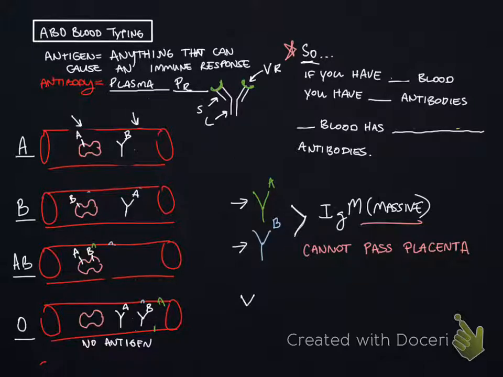We have antibodies to those. So if this is an Rh antibody, they call them anti-Ds. I don't know why they call them anti-Ds, but they do. These are IgG immunoglobulins, and they can pass the placenta. They are small, they're tiny.